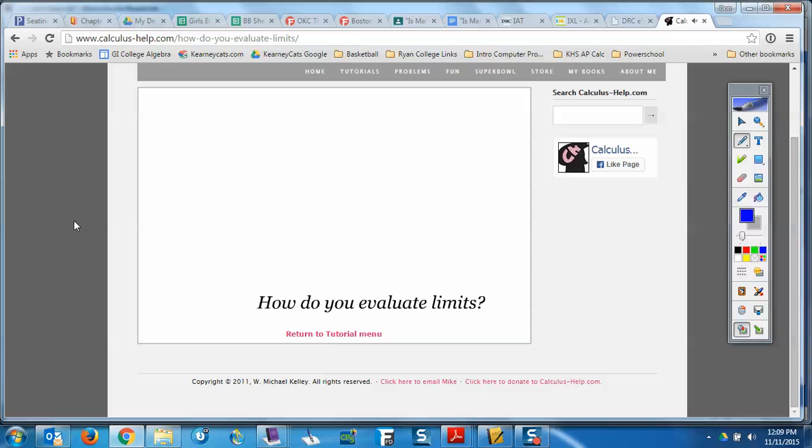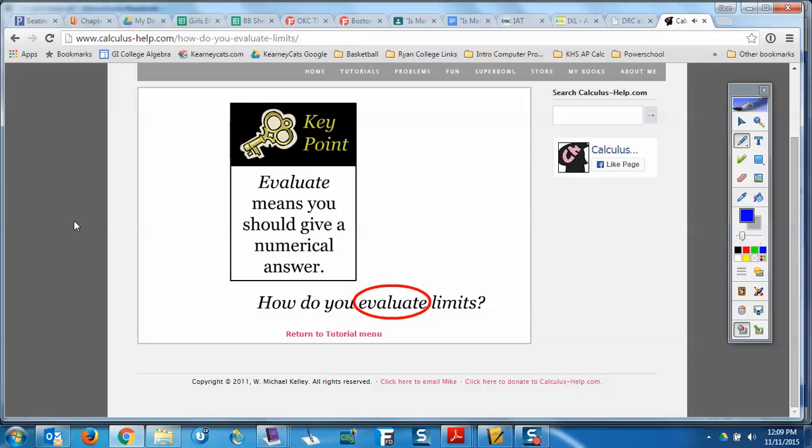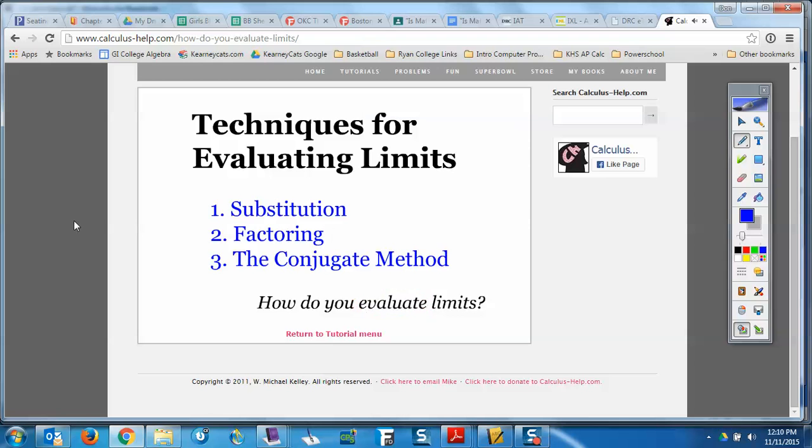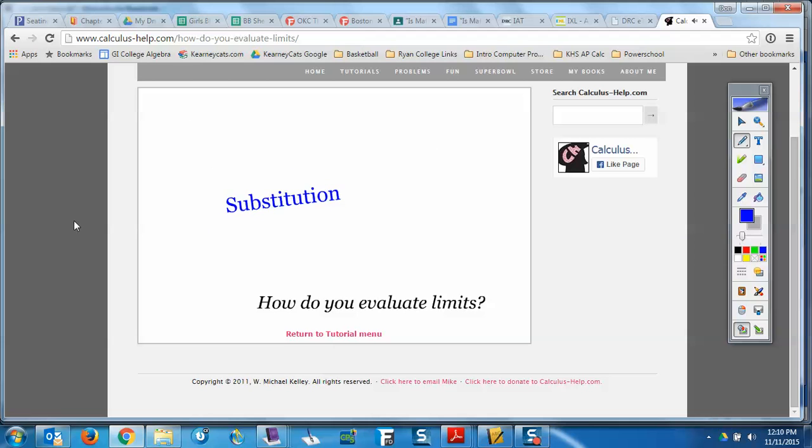If you have a graph, it's easy, right? I mean, the cars meet. But what if you have an equation? There are three major ways to evaluate a limit. They are substitution, factoring, and the conjugate method. We're going to go ahead and start with the easiest one, which is direct substitution.